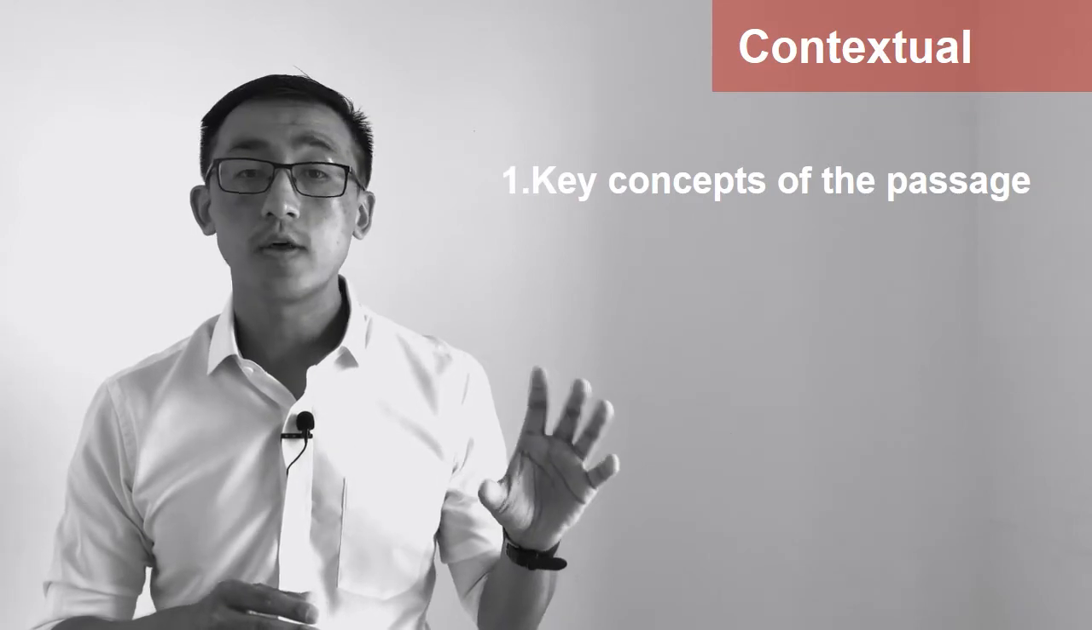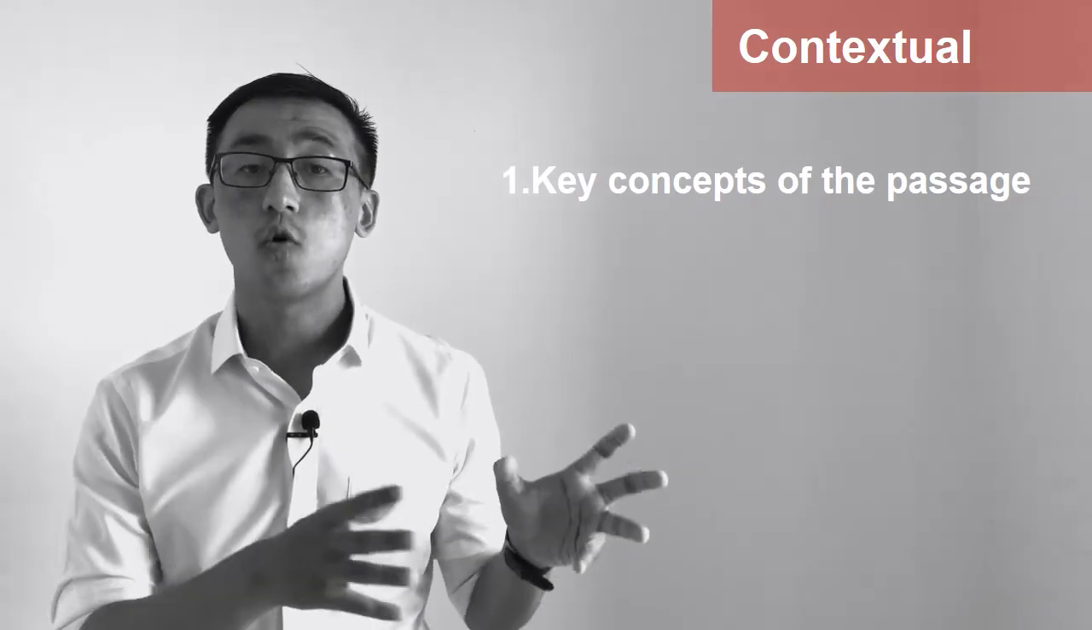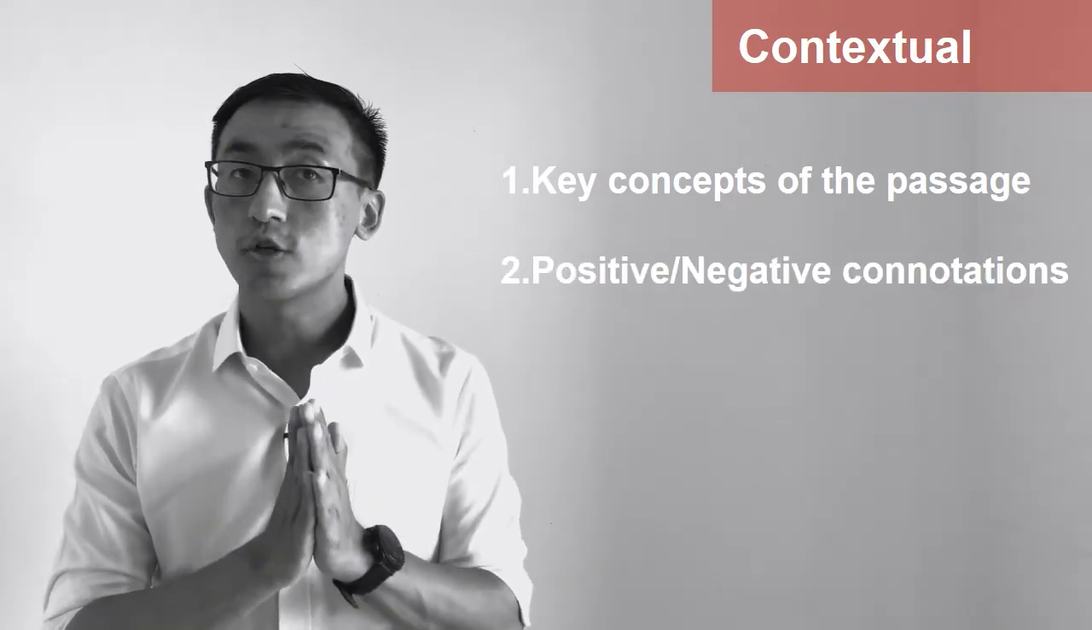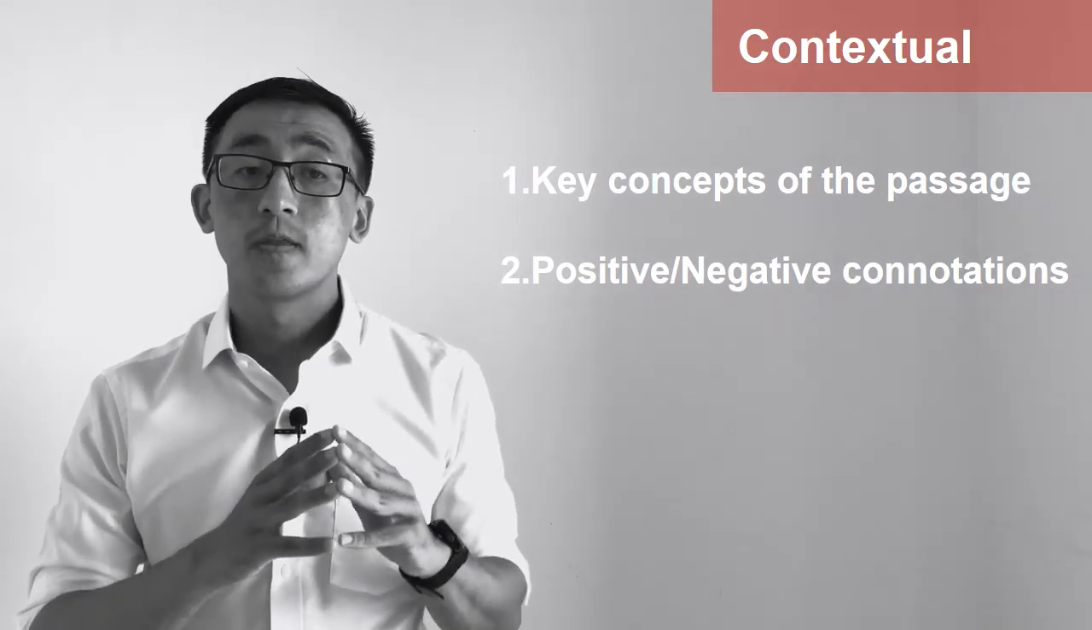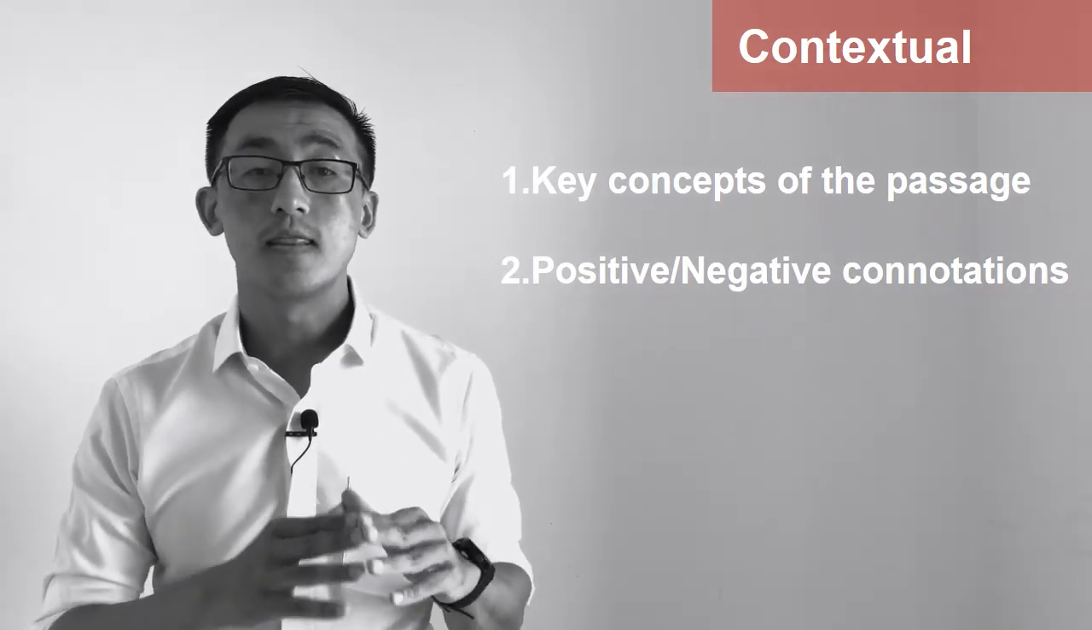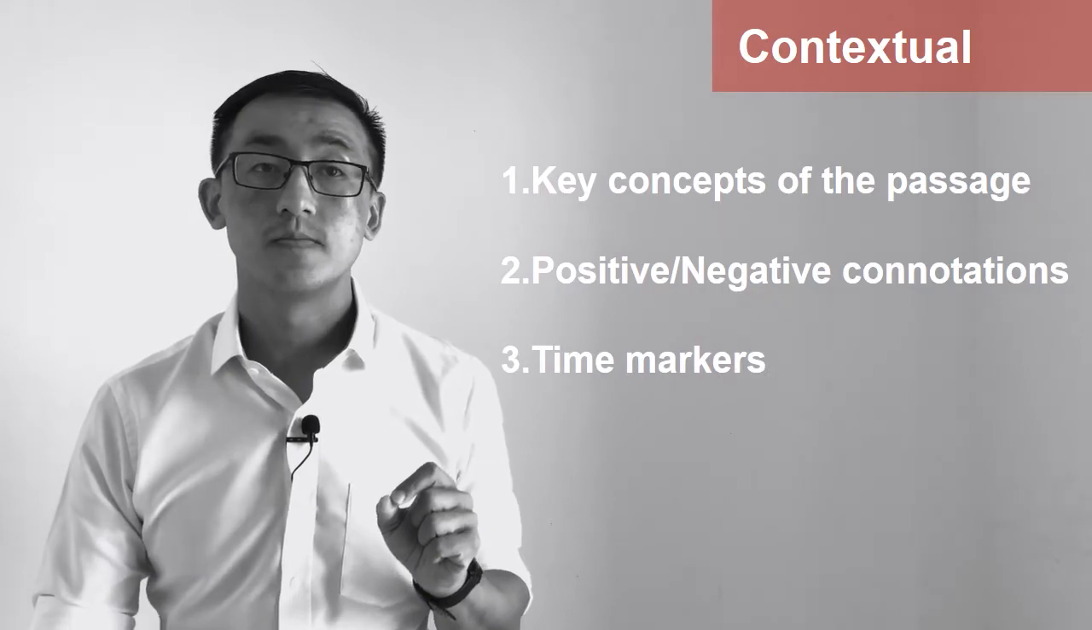So understand the key concepts of the passage. Understand whether the answer options have positive or negative connotations. So connotation is link. And look for time markers in the nearby sentences.